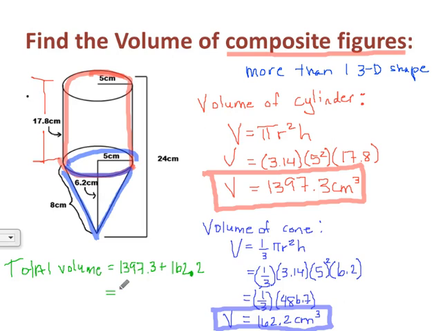162.2 plus 1,397.3, and we get a total of 1,559.5. We're still dealing with volume, so it's going to be centimeters cubed. And that's the total volume of that composite figure.